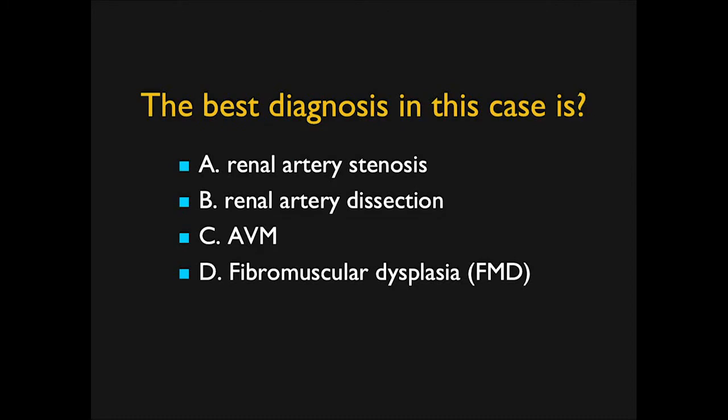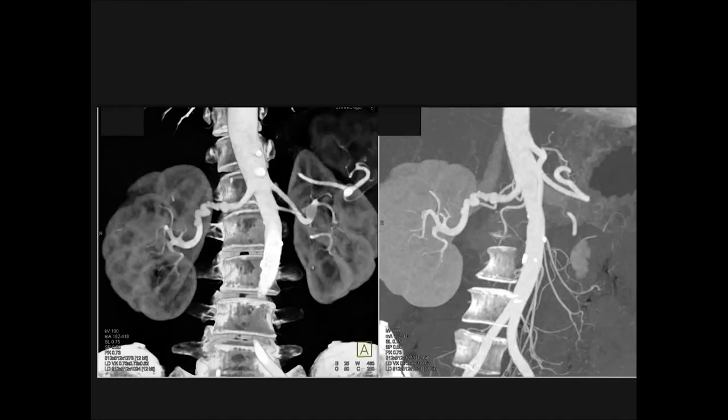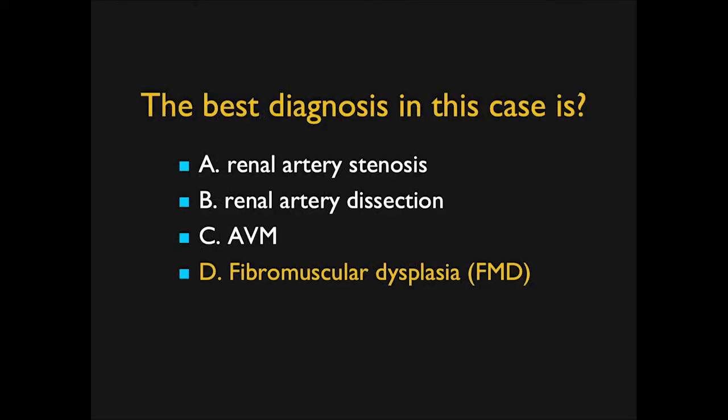In this case, what's the best diagnosis? And you can see from the images I'm targeting the right renal artery, and the right renal artery has a classic beading appearance. It's not stenosis, it's not a dissection, and it's not an AVM. It's classic fibromuscular dysplasia, can involve multiple different vessels, though most classically involves the renal artery, can be a cause of hypertension, and this is a beautiful example. It's most common in the mid portion of the renal artery, which indeed is the case in this example.